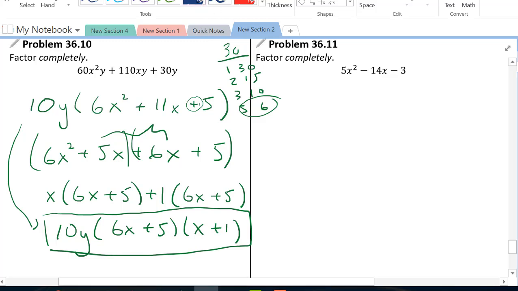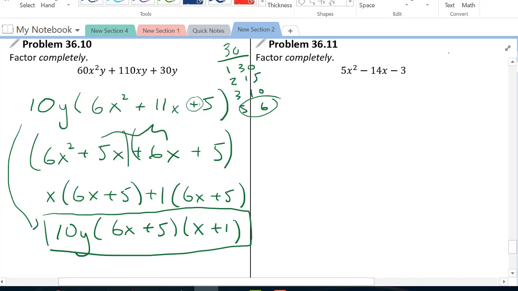All right, let's look at the last one. So this one, can I pull out a GCF? What number goes into 5, 14, and 3? Nothing, right? You can't pull out any GCF here. No number can go into 5, 14, and 3. So in this situation, you can't pull out a GCF. So if I can't pull out any GCF, you go straight into AC method factoring, right?